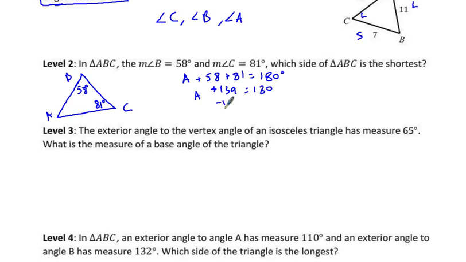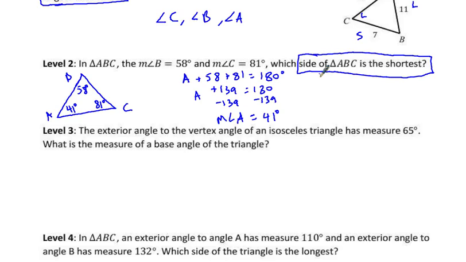So we subtract 139 from 180, and angle A equals 41 degrees. Now that we have that, we can determine which side is the shortest, because that side will be opposite the smallest angle.